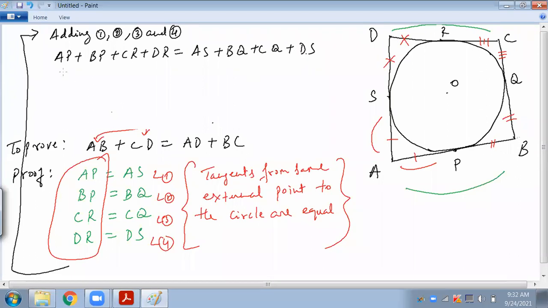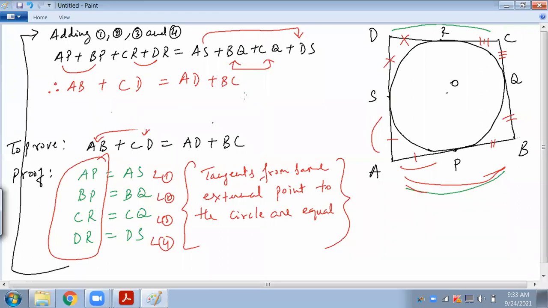Now if you see the figure, AP plus BP is AB, so instead of AP plus BP, I can write AB. CR plus DR will be CD. Again, AS plus DS will be AD, if you see the figure. Plus BQ plus CQ is BC. So this is what we had to prove, hence proved.